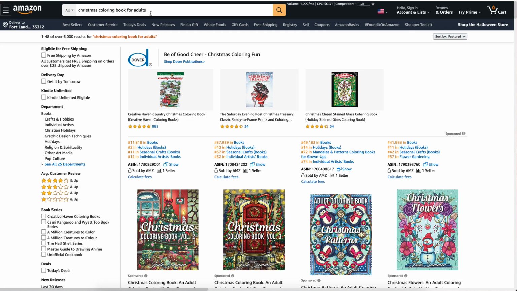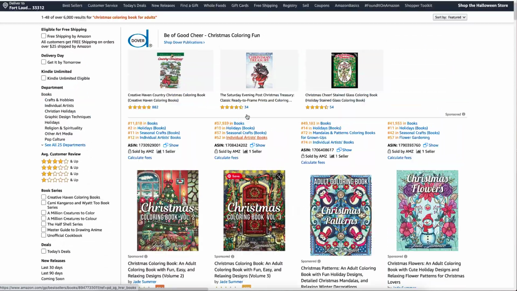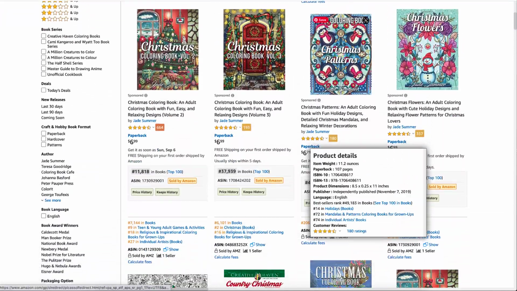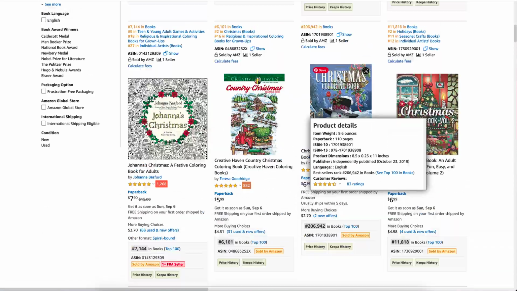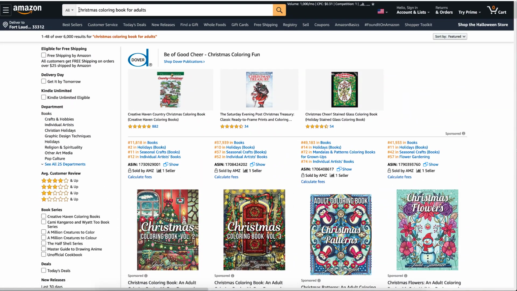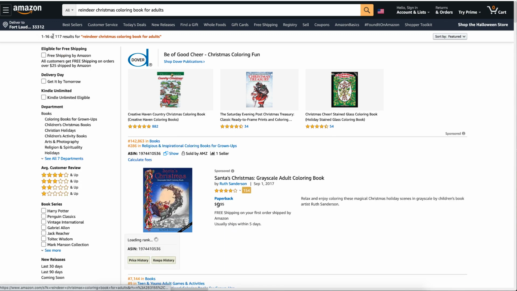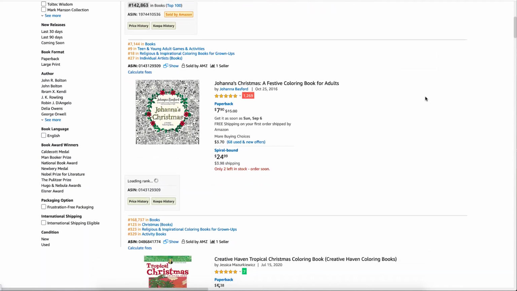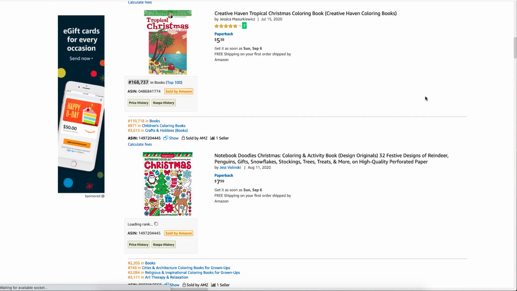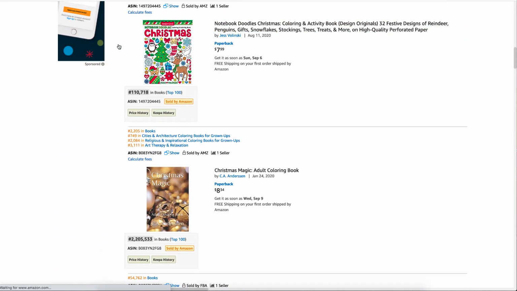And this time I've put Christmas colouring books for adults, but there's over 6,000 results. So you need to actually try and get that down to under 1,000. But I bet you could do with something like reindeer. I don't think I spelled that right. Reindeer. We're down to 117 results. That is just a keyword that you can put in your back end or even in your subtitle. And make sure you do actually have some reindeers in.